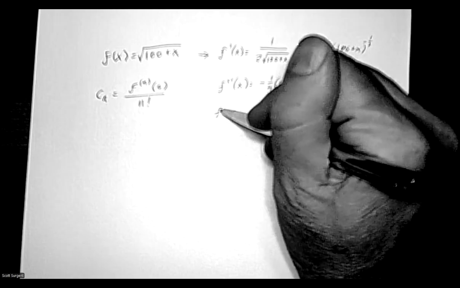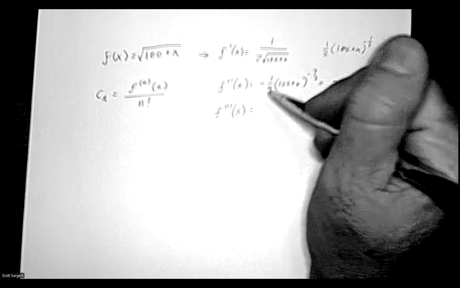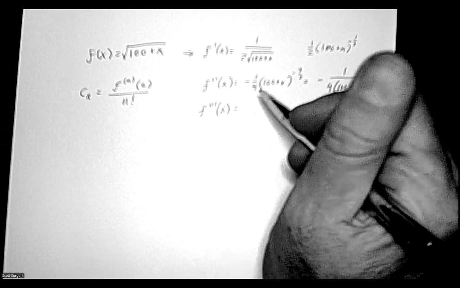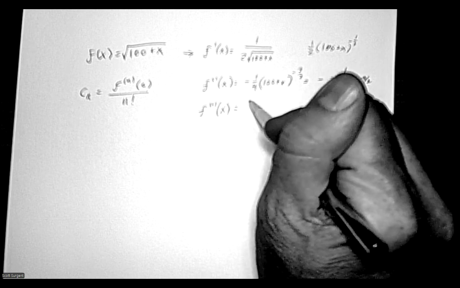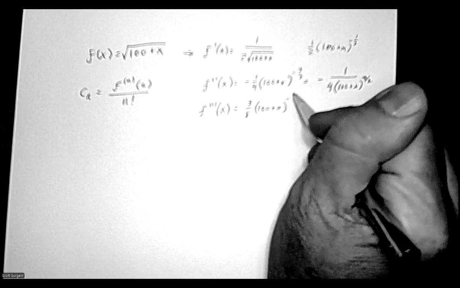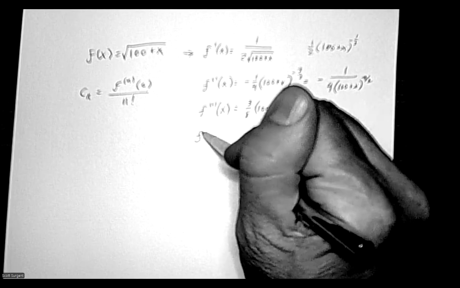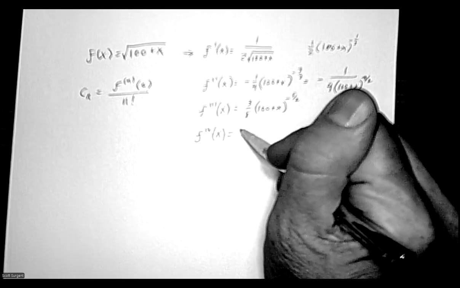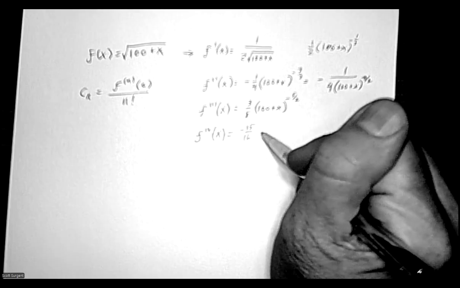Sometimes you look for a pattern. Sometimes a pattern will become evident. So the third derivative, maybe I'll just keep them in this fashion. So we get 3 over 8, (100 plus x) to the negative 5 halves. Let's do the fourth derivative. It's going to be negative 15 sixteenths.